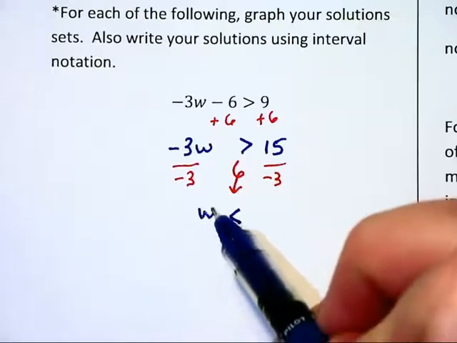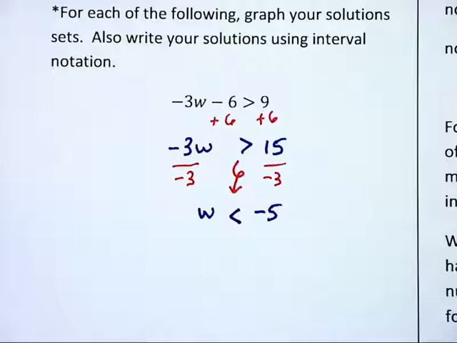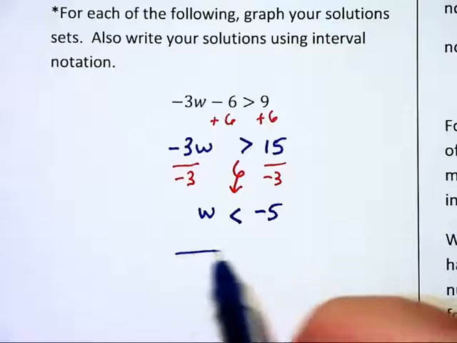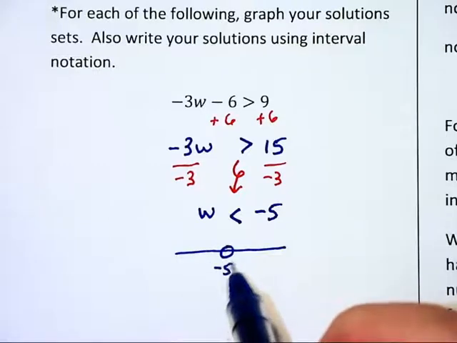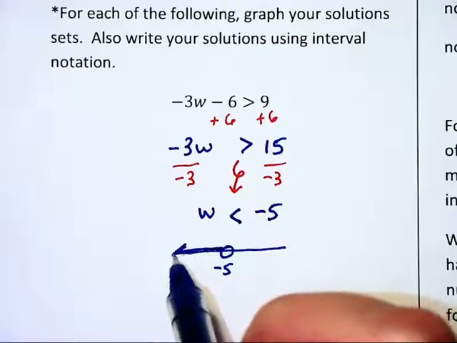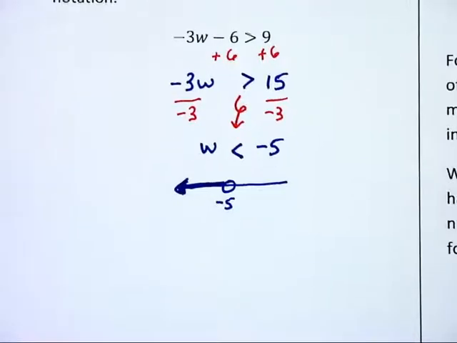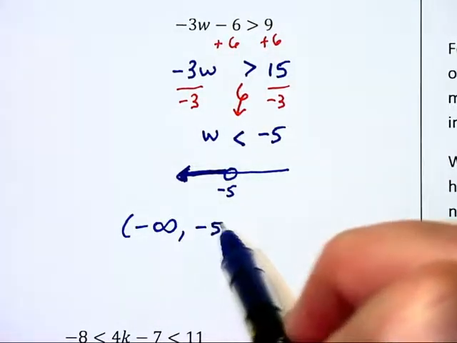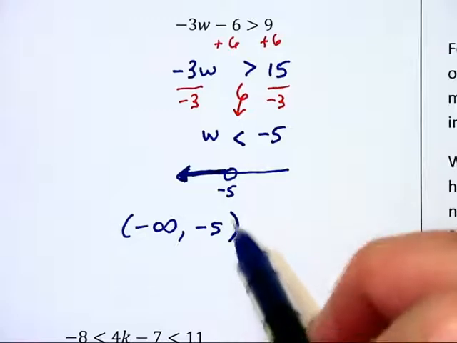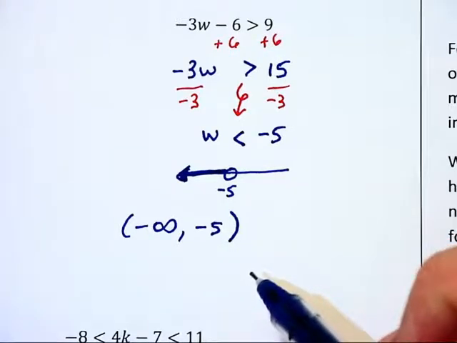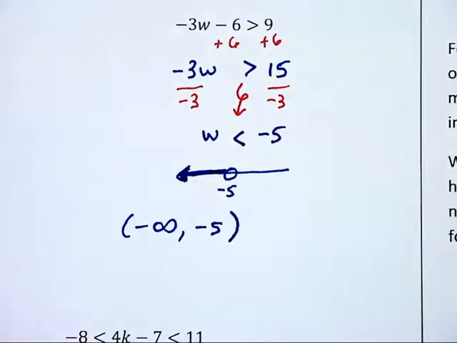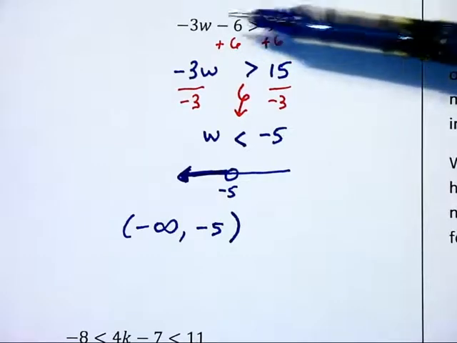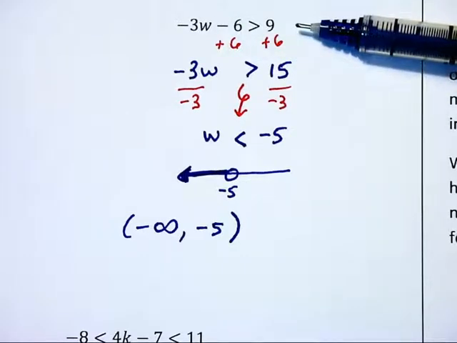We're going to have w is less than negative 5, and that is our solution written as an inequality. If we were to graph this on a number line, it would be an open circle at negative 5 with all values smaller than it shaded in. And in interval notation, we will have the set from negative infinity up to negative 5, not including the negative 5, meaning we use parentheses. Had we included the negative 5, we'd be using a bracket. Basically, this means all values smaller than negative 5, when substituted in, will make a true statement with that inequality.